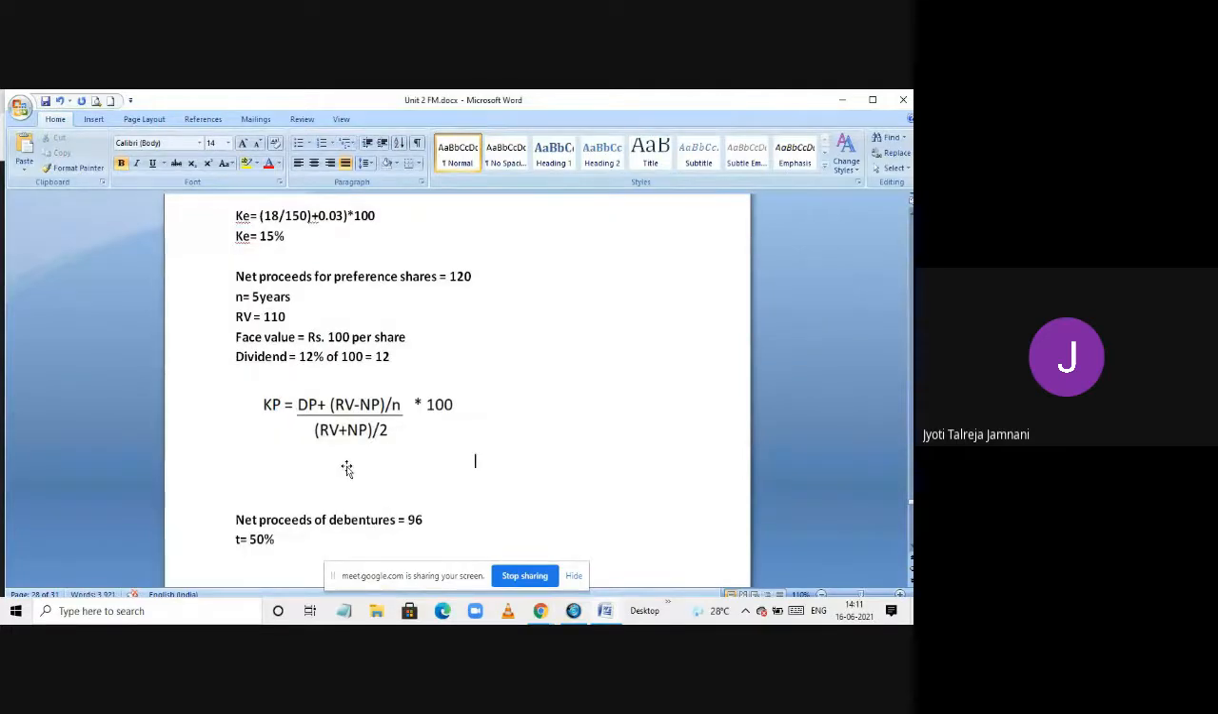KP is equals to dividend per share. So KP is equals to dividend is 12 rupees plus RV minus NP. RV is 110 minus NP is 120. The market value of the share, we consider it as net proceeds, divided by N, which is 5 years. This whole thing is to be divided by RV plus NP, that is 110 plus 120 divided by 2. And this entire equation has to be multiplied with 100. So we need to solve this equation to get the cost of preference shares.